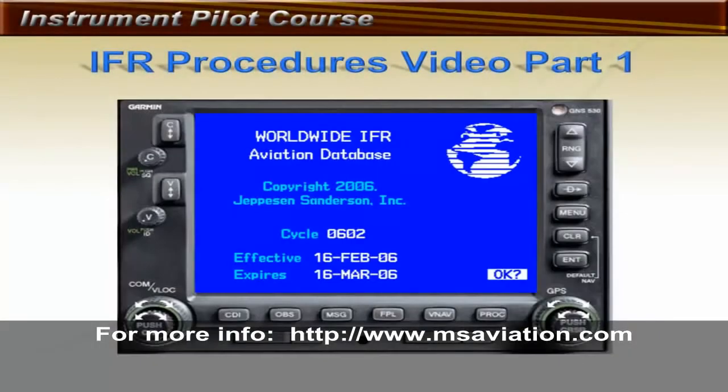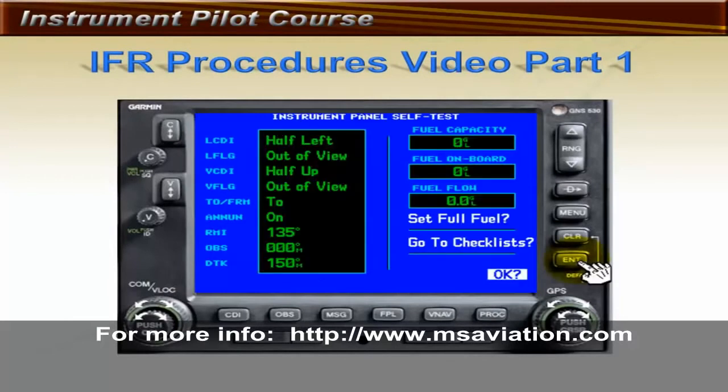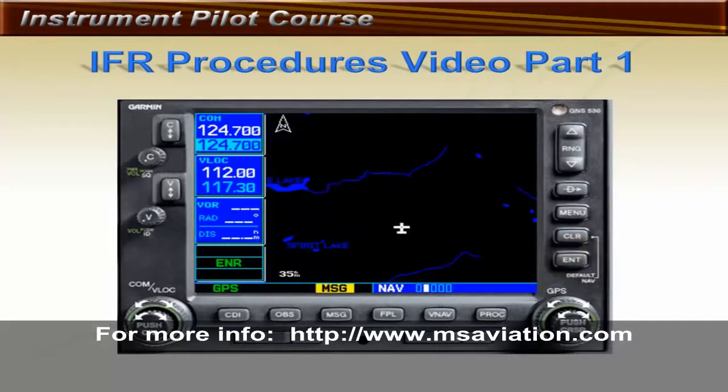Now we're going to look at using the IFR portions of the Garmin 530. The first thing to know is there aren't any airways depicted on the Garmin 530. For the purposes of this simulation, I'm going to initialize this simulator for Reed Hillview Airport in San Jose, California.